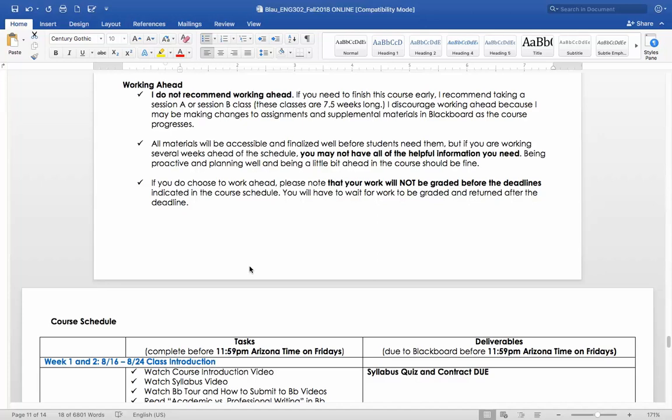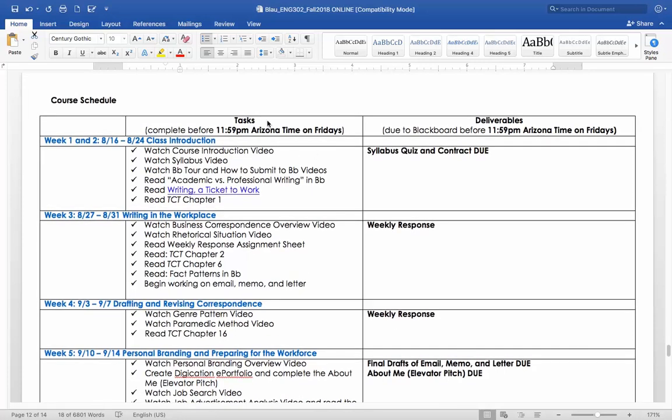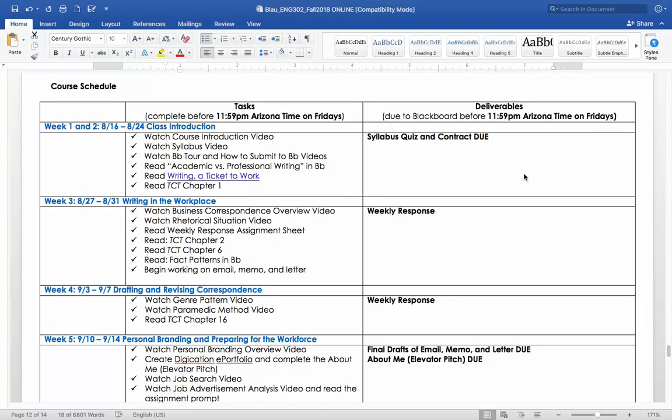So that is that. At the end of the syllabus, you have the course schedule. You can see that these are the things that you need to do and read and look over. And then this is what is supposed to be submitted. Okay? So we've kind of combined week 1 and 2 here because week 1 kind of starts in the middle of the week. So you have a week and a half really to do all of this work and make sure that you get this submitted to Blackboard before August 24th, before midnight on that Friday.